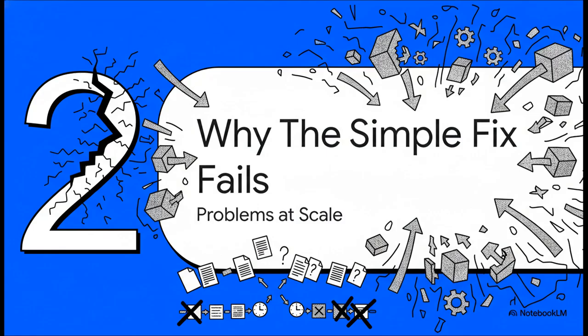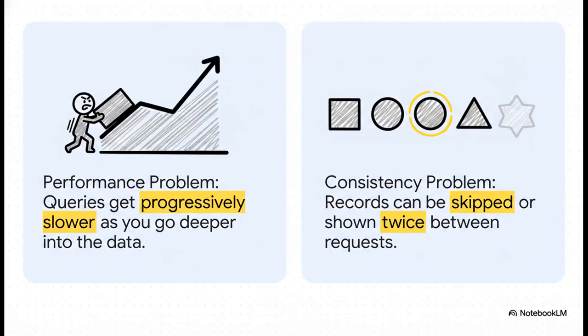That nice, clean solution starts to completely break down under pressure. So let's dig into the two huge ways that offset pagination can fail, and it usually happens at the worst possible time. So here are the two big villains of our story.